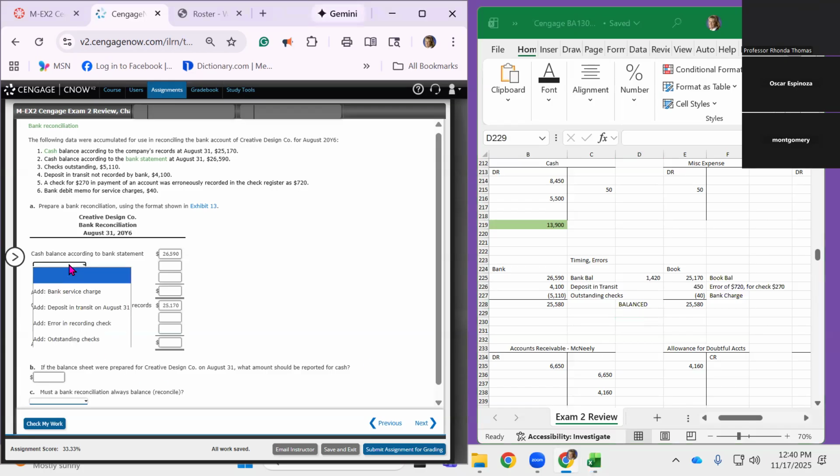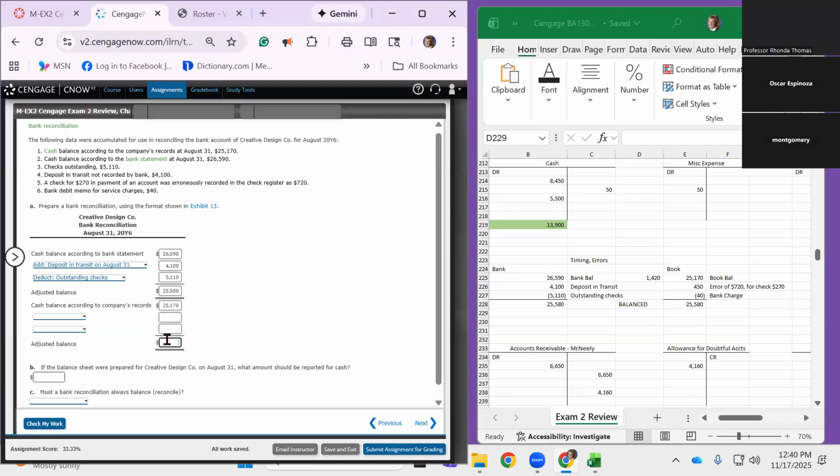And then we are going to have to make some adjustments. Oh, nope, we don't have to make any adjustments in this one. Okay, so let's add the deposit in transit of $4,100, subtract those outstanding checks because the bank hasn't seen either one of those. So our new adjusted balance is $25,580.